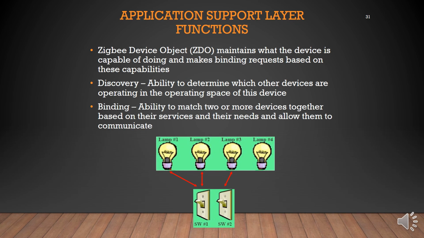Support layer functions. It maintains what the device is capable of doing and makes a binding request based on their capabilities. Discovery: the ability to determine which other devices are operating in the operating space of this device. Binding: the ability to match two or more devices together based on their services and needs, and allow them to communicate. Switch and lamp.